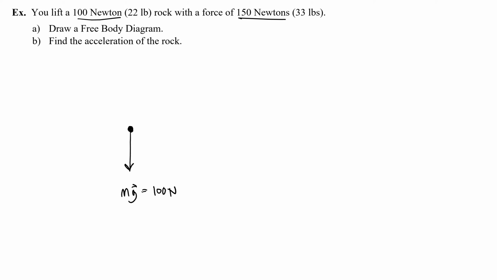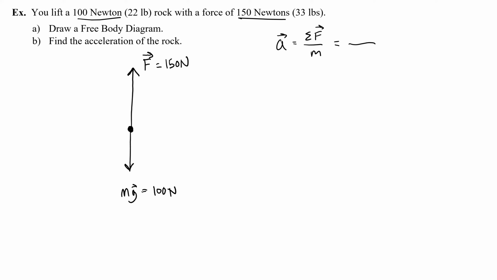Well, what's that? That's your applied force. So all you have to do is draw an arrow up for your applied force and label this F. If you want to write F sub A or F sub U, that would also be fine. This is 150 newtons, and it is bigger than my weight force. So when I want to find the acceleration of the rock, I remember that the acceleration is equal to the net force divided by the mass of the object. So all I need to do is find the net force and then find the mass.